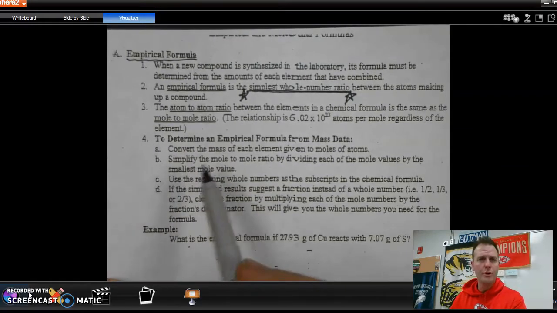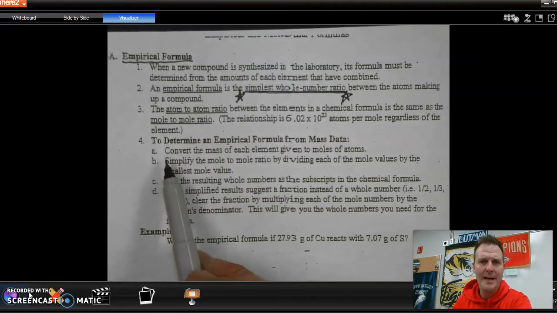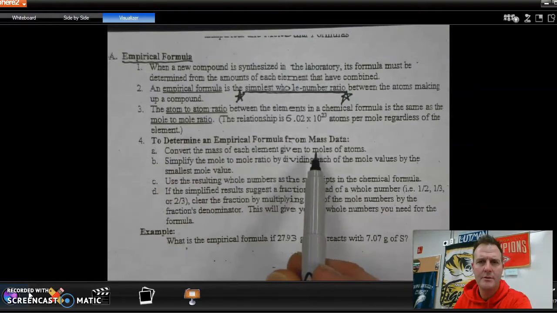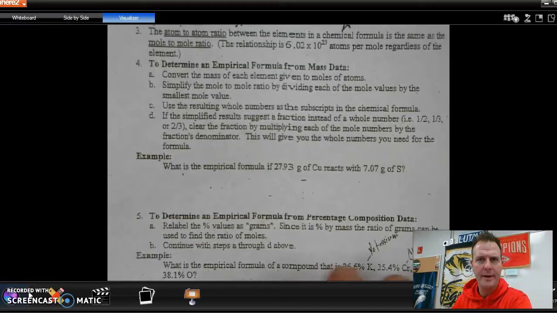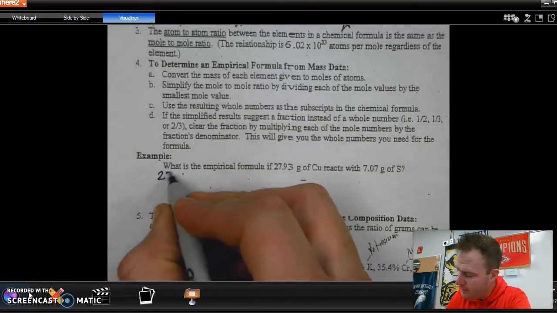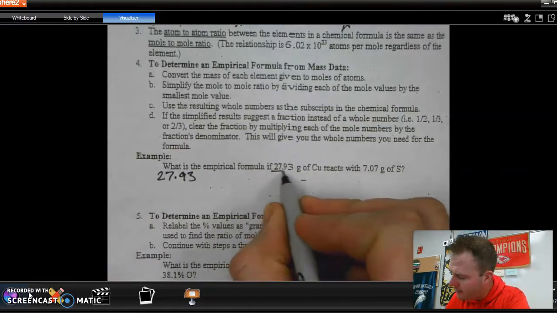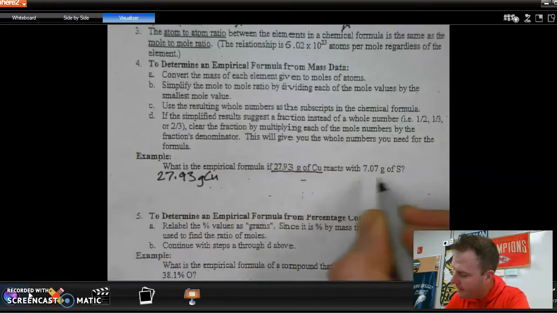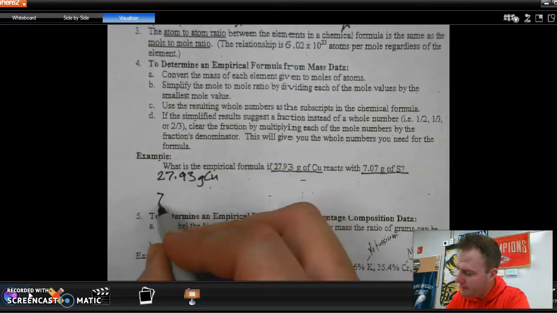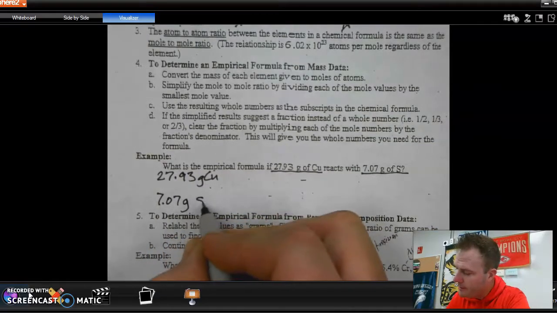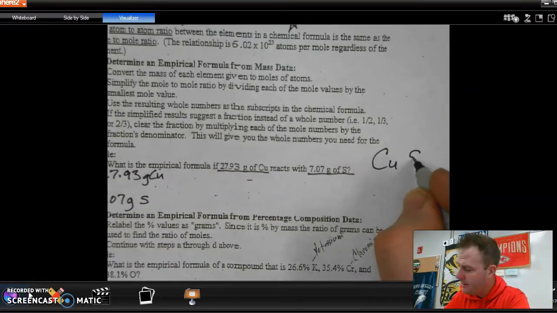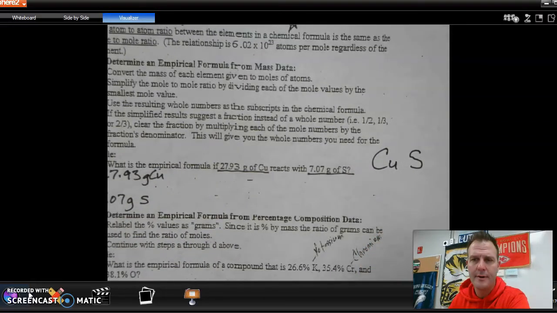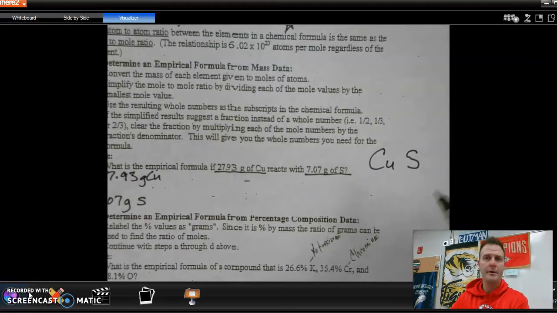So, the rules. First things first, convert the mass of each element to moles. We've done this before. So let's just jump right in, and I'm going to go through each of the steps as we're reading them. So here we have 27.93 grams of copper. We also have 7.07 grams of sulfur. So you know that at the end, our formula is going to contain some number of coppers, and it's going to contain some number of sulfurs.